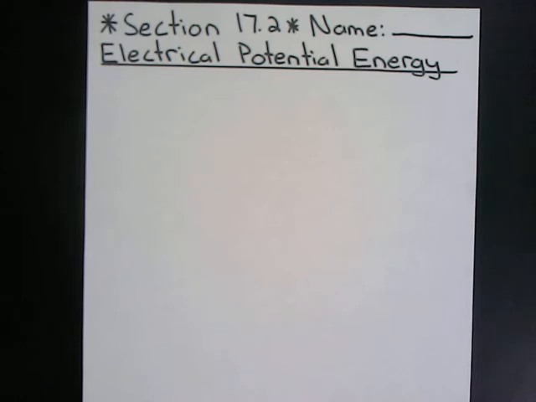Objective number 1, determine how electrical potential energy and gravitational potential energy are similar. And objective number 2, determine the cause of electrical resistance.